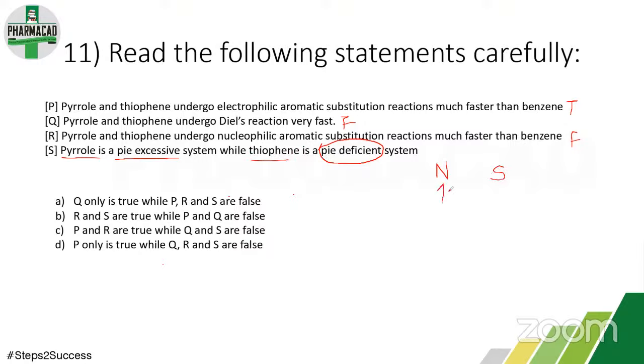Nitrogen's electronegativity is around 3 and sulfur's is around 2.5. So on the basis of electronegativity, we can say thiophene is less pi excessive than pyrrole, but we can't say pyrrole is pi excessive and thiophene is pi deficient. Getting it? So because of this, this statement is also false. So P is true, QRS is false. Which option? Option D. Okay.